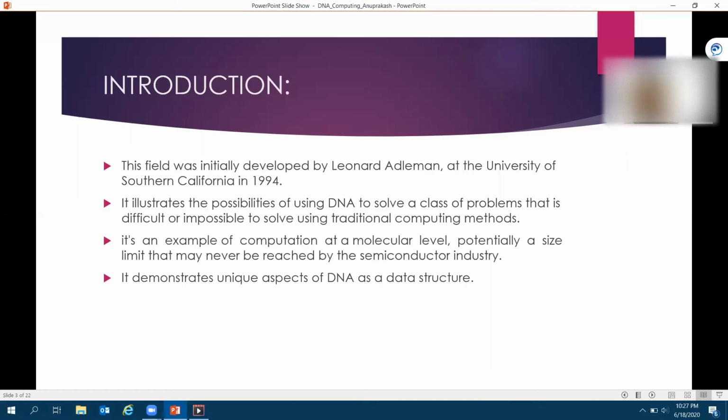When we talk about DNA computing, the most important features of DNA computing are its massive memory capability and the capability to perform parallel operations, massive parallel operations. These two would be the best advantages of DNA computing.